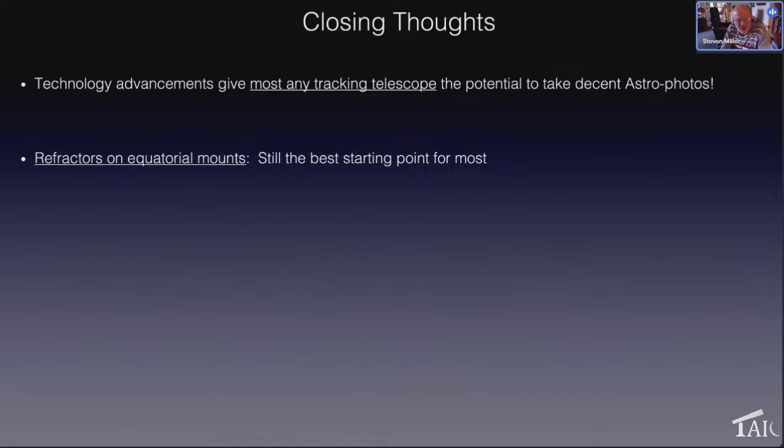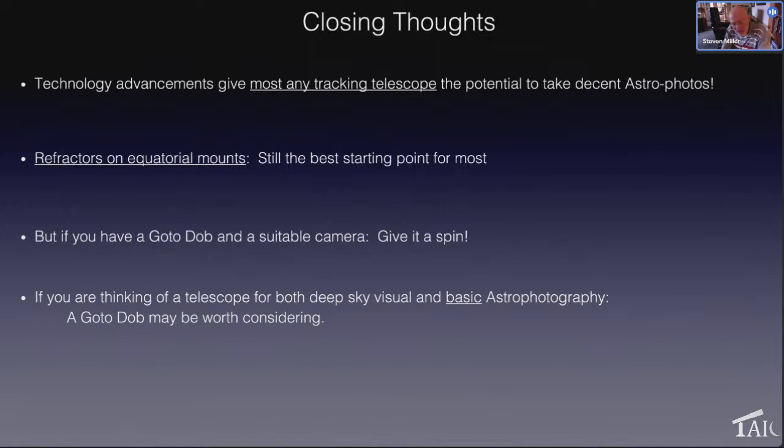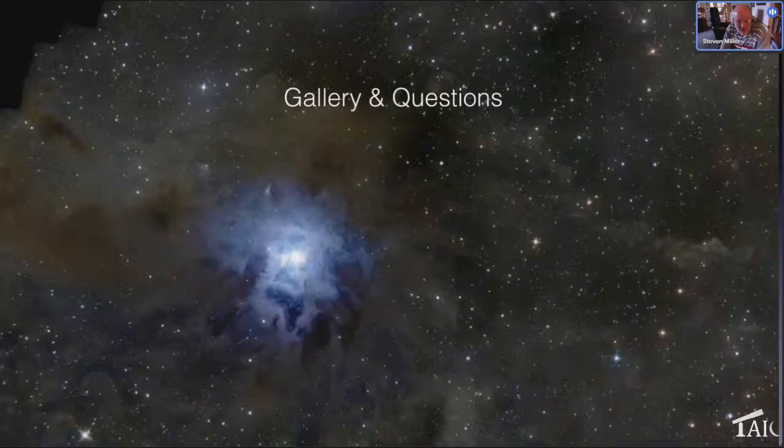There's a lot of advantages of an equatorial mount. It makes a lot of things easier. That is still the go-to system if you don't have anything and you're just starting out. But if you do have a go-to Dob with a suitable camera, give it a spin. See what it does for you. And if you are thinking of a telescope for both deep sky visual and basic astrophotography, I think a go-to Dob may be worth considering. Instead of buying 2 scopes, start with that and see what it does for you. And then if you keep on advancing in astrophotography, then maybe you do something else. But if you want something for deep sky visual, a lot of those people get a Dob anyway. So just a thought.